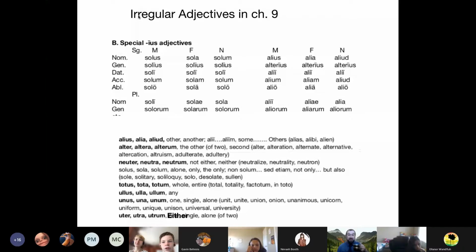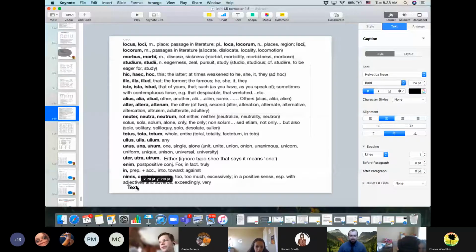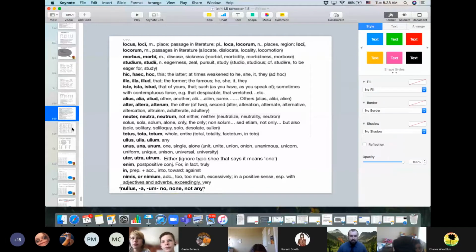Neuter means neither. Totus means whole or entire. Ullus is one. No, I'm sorry. Ullus is any, whereas unus is one. And I think y'all get nullus this chapter too. Nullus means none or no. Okay, that'd be 1.5 typos then. Yeah, here they are. We got to add in nullus. So nullus is like the adjective version of non. Means no or none or not any. So whereas nullus is none, ullus is any.